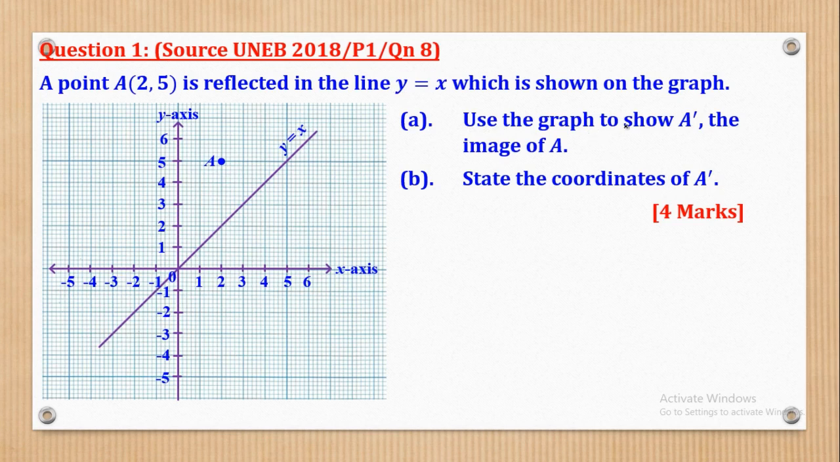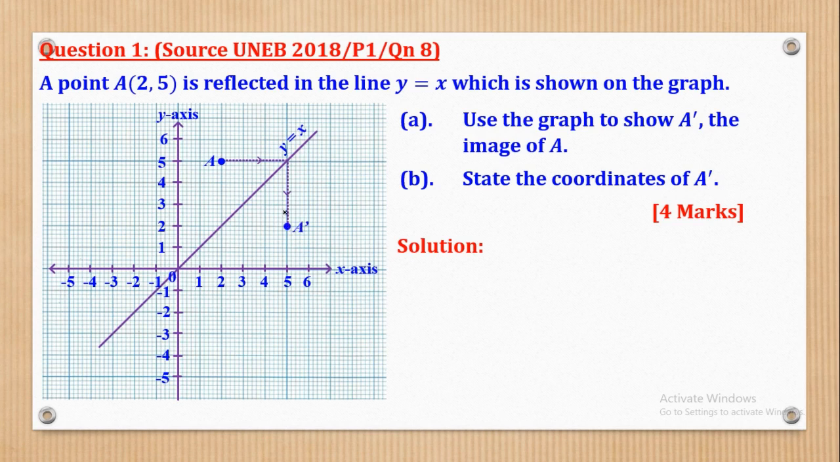Part a: use the graph to show A prime, which is the image of A. Remember, we would have drawn something like this perpendicular, but sometimes it may confuse you. So what we do, we first take direction to the left and also direction downwards to locate the final image. When we take this direction, we count 1, 2, 3. Those are 3 steps. Even downwards, we count 3 steps: 1, 2, 3. This will become the position of the image.